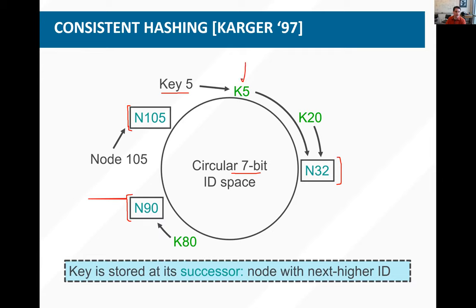Now, if we would like to store it where key 5 is located, there's actually no server here. So what we're going to do is store it on what we call the successor node. Basically we're going to go around this ring until we find the first server that is there, and that's the server that's responsible for key 5. So if you look at this picture, you'll see that we have a couple of keys: 80, 5 and 20. 5 and 20 are both stored here on node 32, and key 80 is stored here at 90.